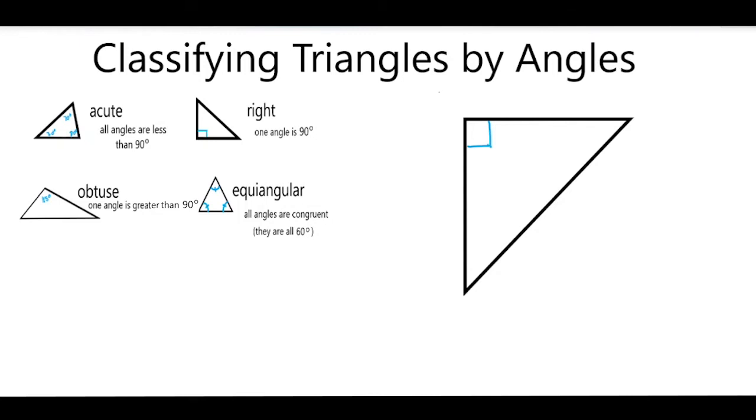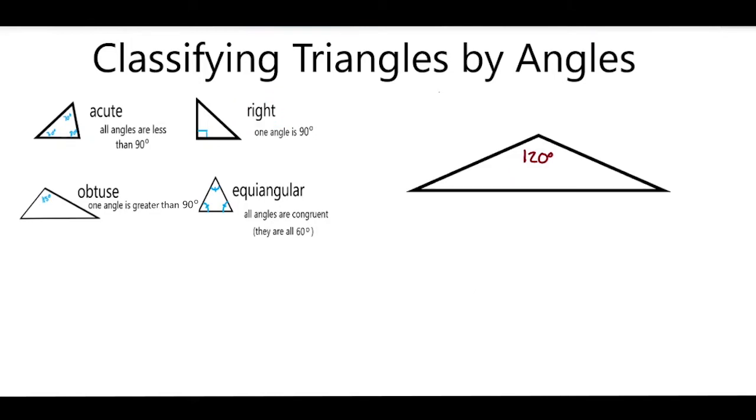So what kind of triangle is this if we were to classify it by its angles? Well, you'll see that it has this blue box in the corner, which means that it is a right triangle because it has one right angle. Now, what kind of triangle is this if I were to classify it by its angles? Well, you'll see it has a 120-degree angle, so that would make it an obtuse triangle. So this is an obtuse triangle because it has an angle that is greater than 90 degrees.